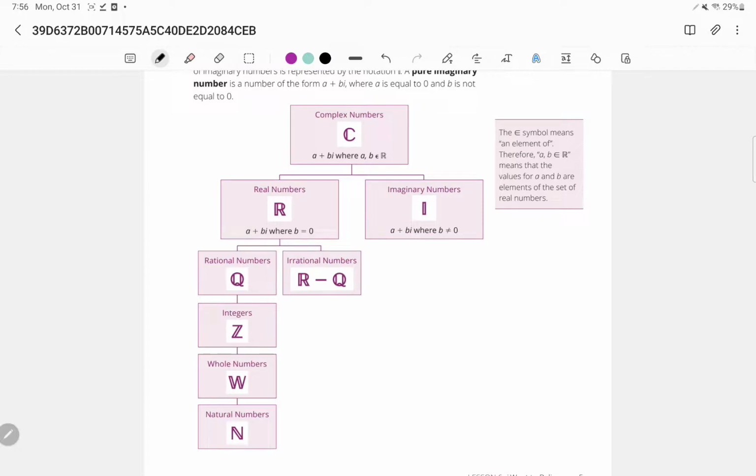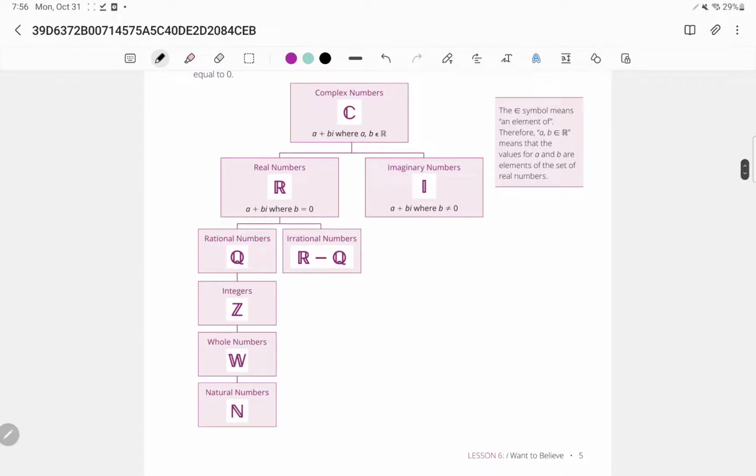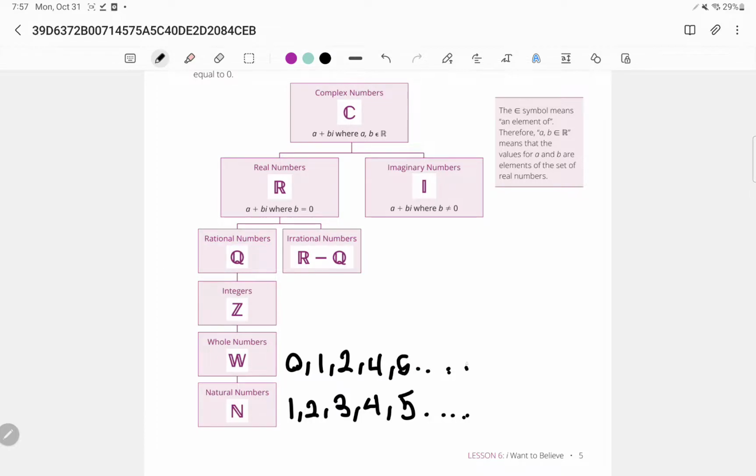To begin with, we're going to start with natural numbers. That's the lowest of the low, the simplest type of number that you're going to have. Natural numbers start from 1, 2, 3, 4, 5, and it keeps going. Whole numbers start adding a couple things. When we have whole numbers, we're going to be adding 0, and same thing, you keep going.